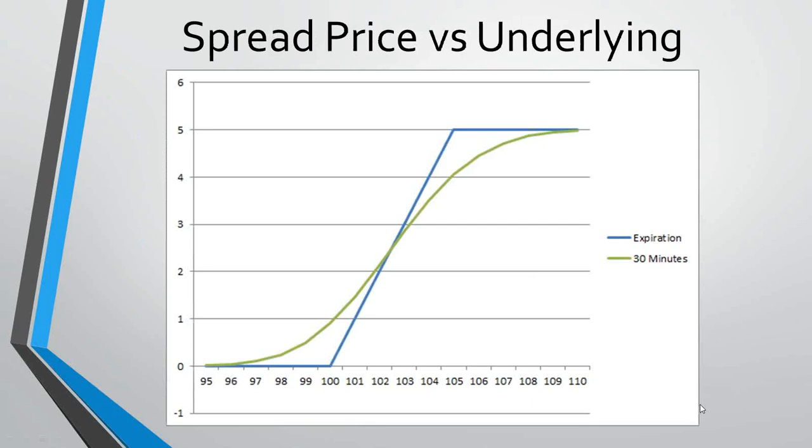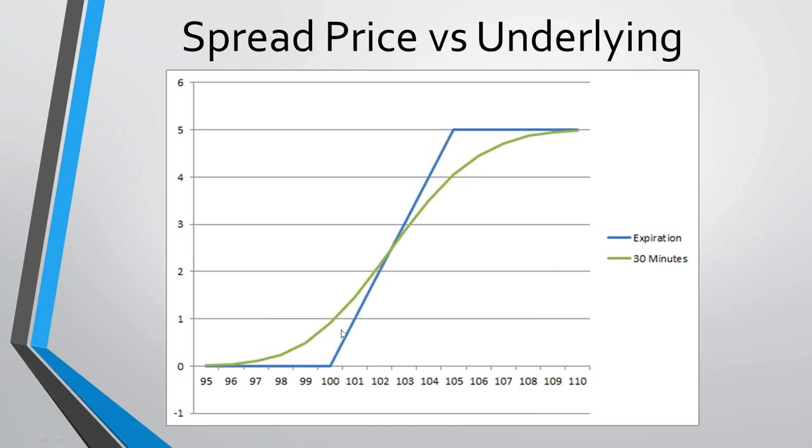So here is a basic risk graph of spread price versus the underlying. What you're seeing here is what the graph looks like at expiration. Here, this line down here represents what the spread does. This is essentially a 100 to a 105 spread.